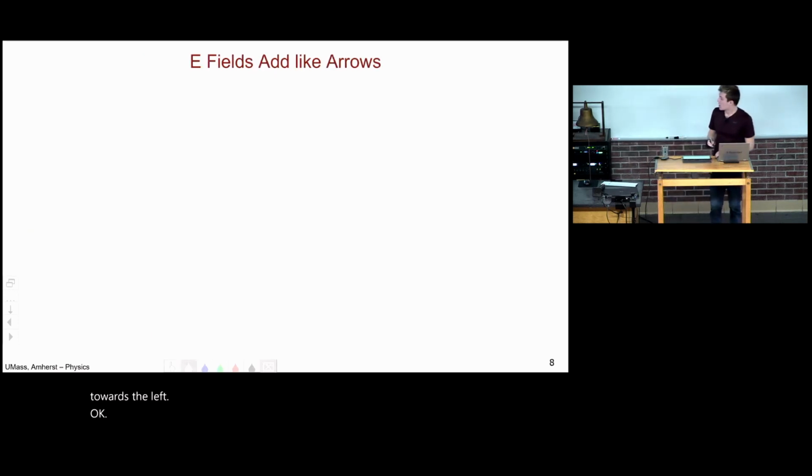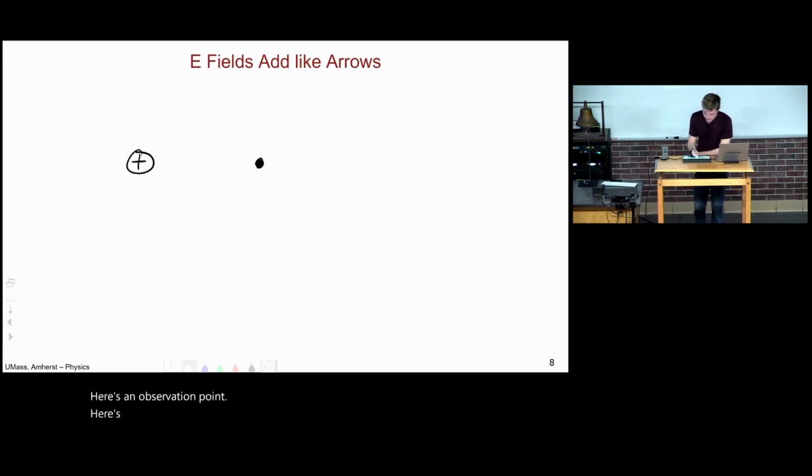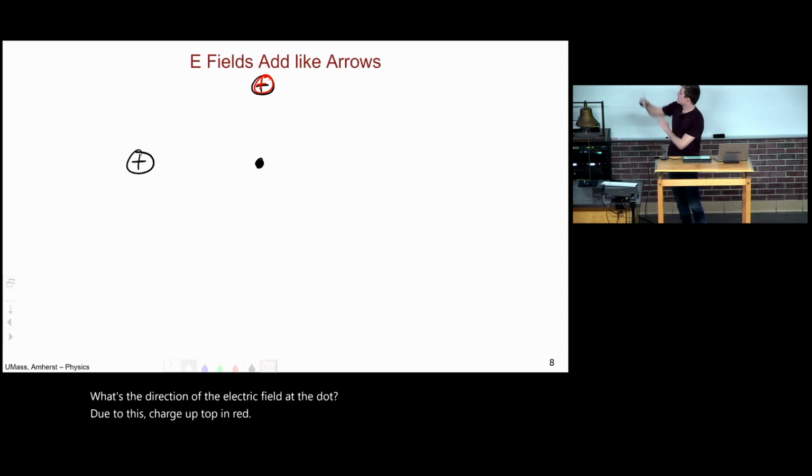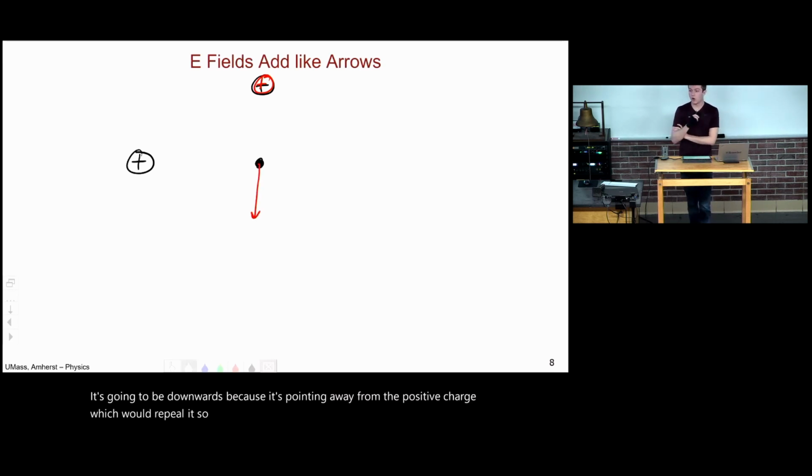All right, next thing I want to bring up is that the electric fields will add like arrows, just like forces do. The electric fields created by different objects. So for instance, here's an observation point, here's a positive charge, and here's a positive charge. What's the direction of the electric field at the dot due to this charge up top in red? It's going to be downwards because it's pointing away from the positive charge, which would repel it. So that's the electric field due to one of the objects.